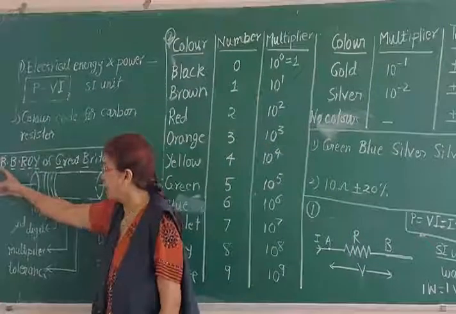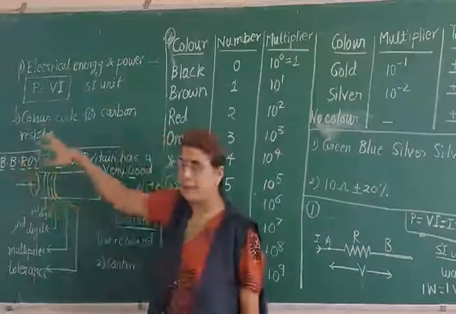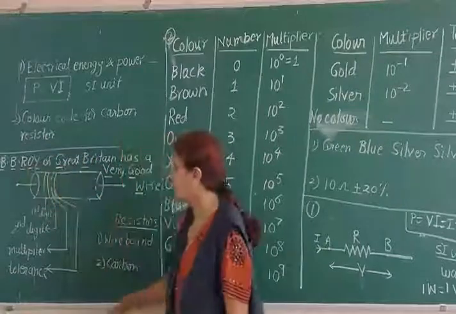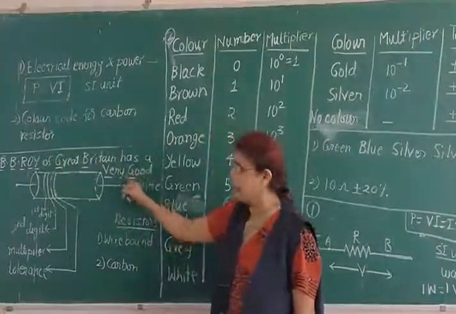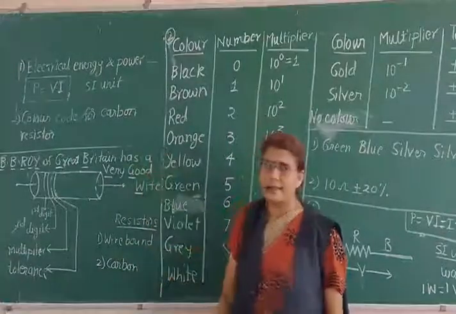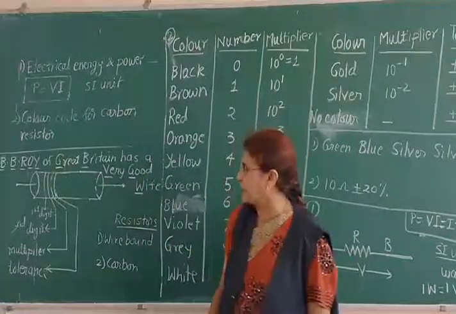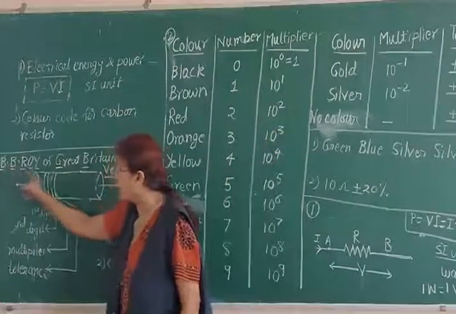This is a memory tip you can write. B.B. Ron, a person named B.B. Ron, name of a person, of Great Britain, his place, has a very good wife. So here I have marked the colors. You can see the underlined colors here. B, B, R, O, Y.